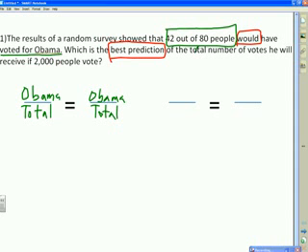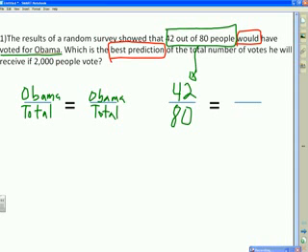So let's go ahead and take this first one and put it in our proportion. Okay, it says 42 out of 80 people voted for Obama. So the 42 is the Obama, the 80 is the total. And then it gives us a third number. And it says, what is the best prediction of the total number of people?